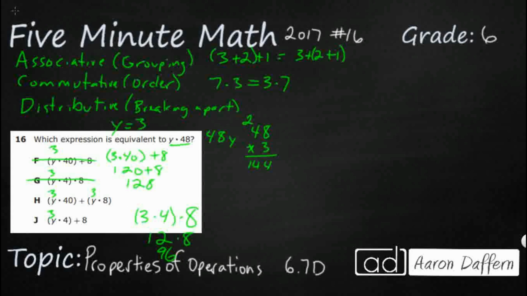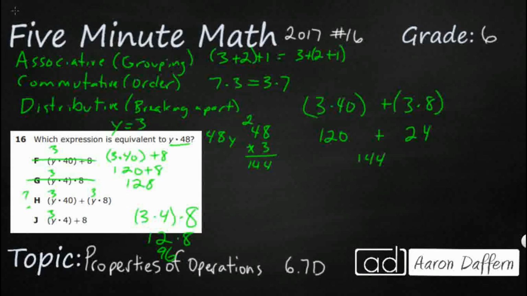Let's take a look at this h. This is going to be a little bit more tricky. So we've got 3 times 40 plus 3 times 8. 3 times 40 is 120, 3 times 8 is 24, and you get 144. So look at that, h looks like it might work.